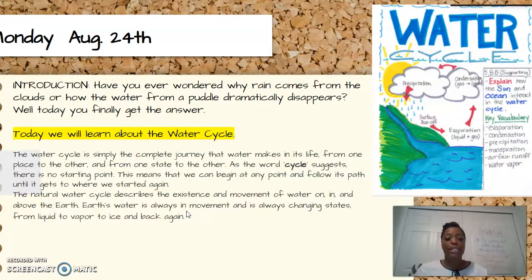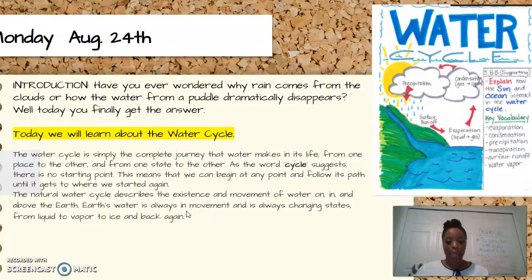The water cycle is simple. It's the complete journey that water makes in its life from one place to another and from one state to the other. When we talk about state, we're not talking about the state of Texas, the state of Florida, the state of California. Remember, when we talk about state in science, we're talking about states of matter. So solids, liquids, gas. That's what we're talking about in this sentence right here.